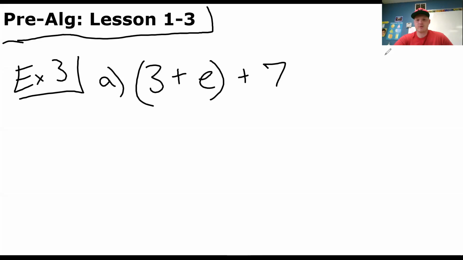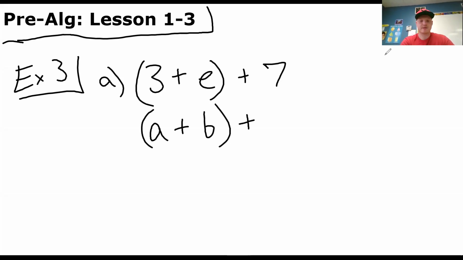Okay, example number 3, letter A. With letter A, we are simplifying this to its smallest terms, and this will come in handy when we start graphing and other algebraic expressions. With this, we are going to keep the E. We're not solving for E, we're keeping it in our expression. We are going to start by rearranging it a little bit. Right here we have 3, which is our A term, plus E, which is our B term, that's in parentheses, plus 7, so that is our C term. Okay, I'm going to get those highlighted for us so we have them all organized.